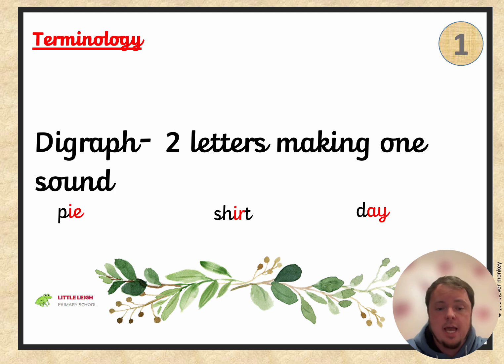Digraph, two letters that make one sound. So in these words here, each one of them has a digraph. In pie, it's the I and E, which come together to make the I phoneme. And in shirt, you have the I and R, which come together to make the phoneme. And then finally, day, the A and Y come together to make the A phoneme. So each one of these has two letters that come together to make one phoneme, one sound.